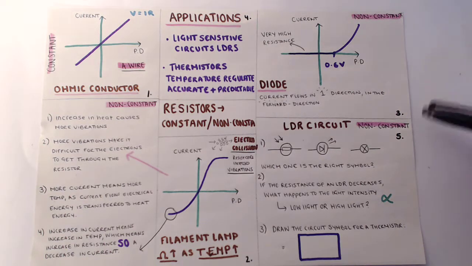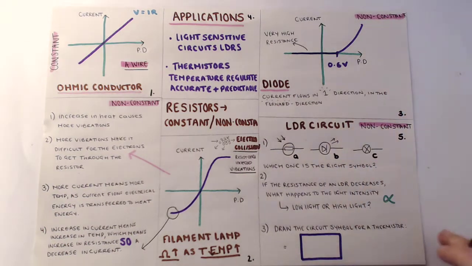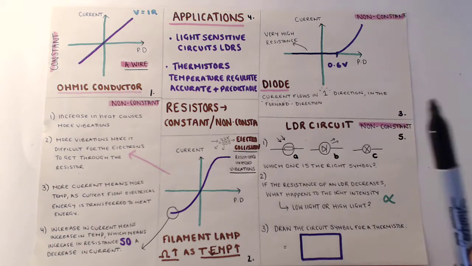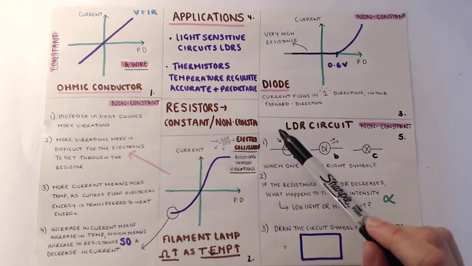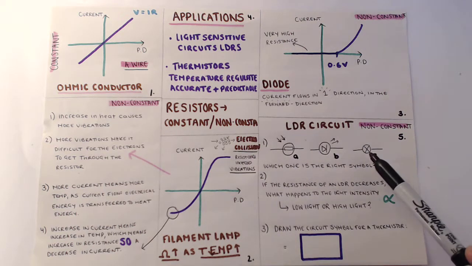So over here I've got some questions. I'd like you to pause the video and answer the questions. This one will be A, B, and C. Choose which one you think is right for an LDR circuit. Okay. Hopefully you've chosen that it is indeed A, because if it's dependent, it's depending on the arrows coming in. This is a light emitting diode, and this is a lamp.